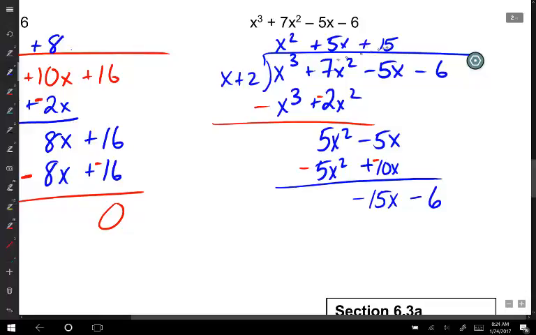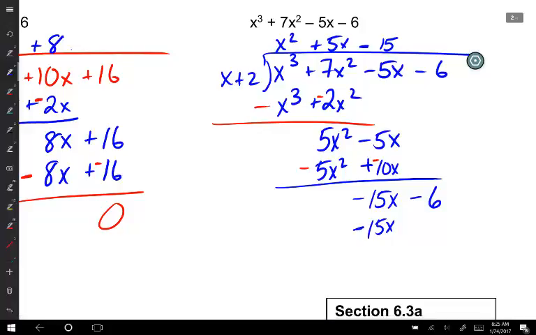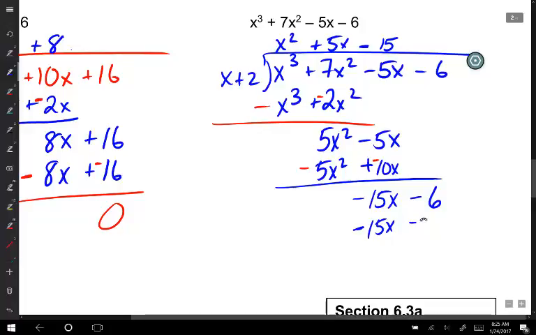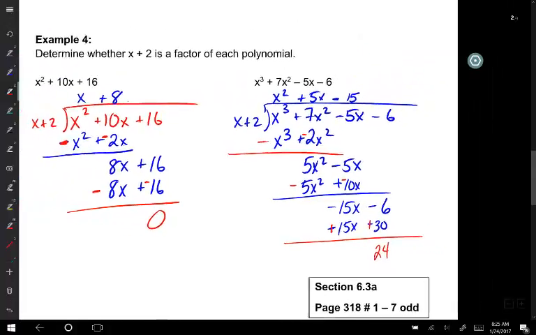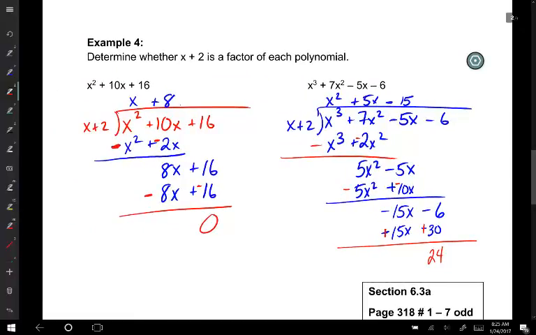So positive 15x times x is 15x. Don't we want this to be identical, Cole? Yeah. So let's change that plus to a minus, because we want those to be identical. Otherwise, when we subtract, it's not going to work. And then negative 15 times 2 is negative 30. Go through and change the signs. I get 24. Do you agree? Yes. So, what's the question? Is it a factor? No.